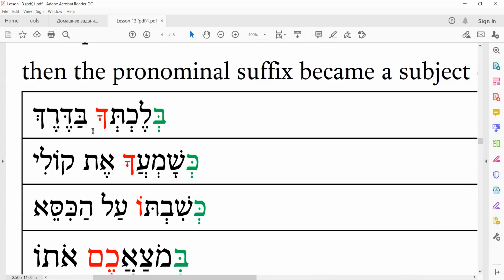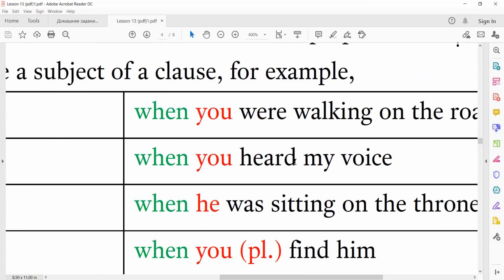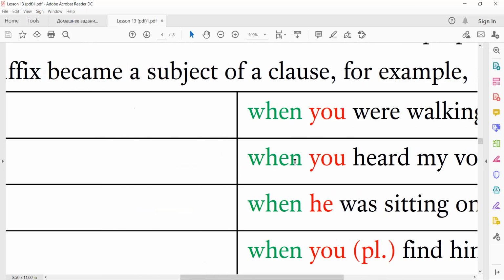belechtecha baderech. Do you see that lechet is from the root halach, and we have bet and we have kaf, and bet is a prefix and kaf is a suffix? So we need to translate it like while, and from the pronominal suffix we need to make the subject of this clause. So it will be when you were going, or while you were going. Baderech, by the road or on the road. When you were walking on the road.